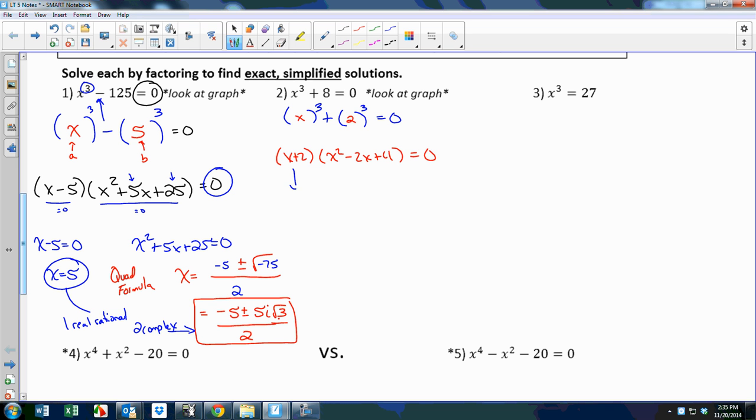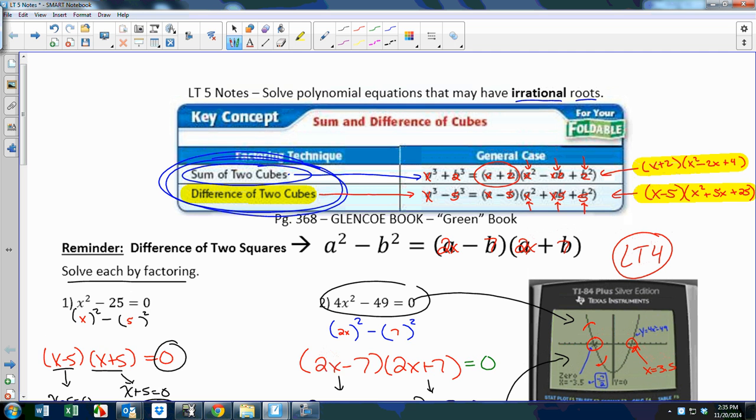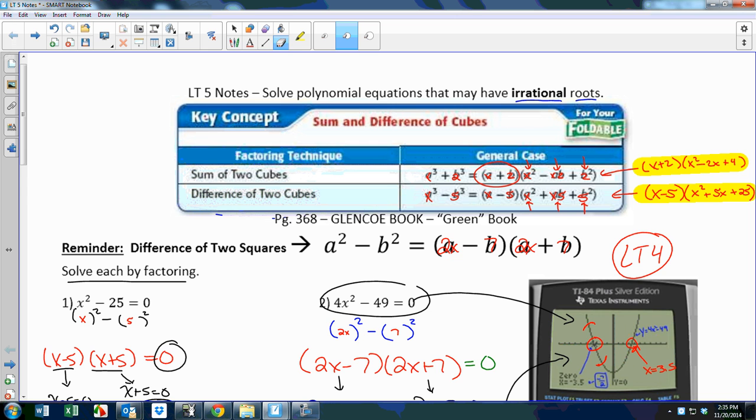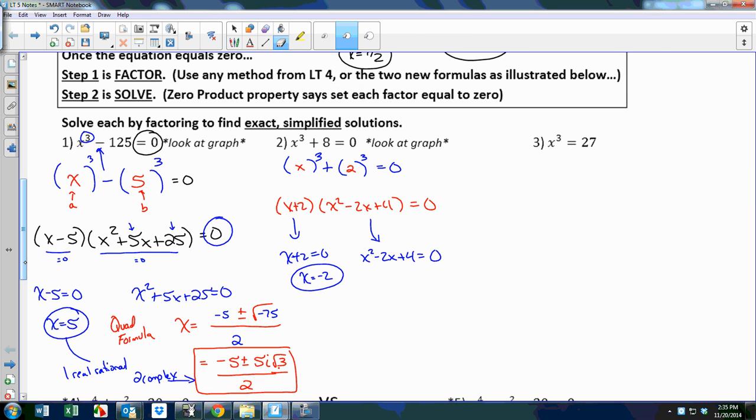Zero product property kicks in, and either x plus 2 equals 0, so x is negative 2, the same answer we saw from the graph, or that quadratic won't factor, and it never will factor when you use the formulas, sum and difference of 2 cubes. When you use these formulas, it will never factor. The trinomial that you get will never factor. So go straight to the quadratic formula, or if you prefer, the solve by completing the square, which I wouldn't.